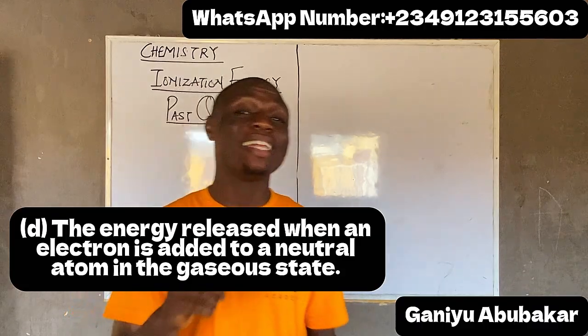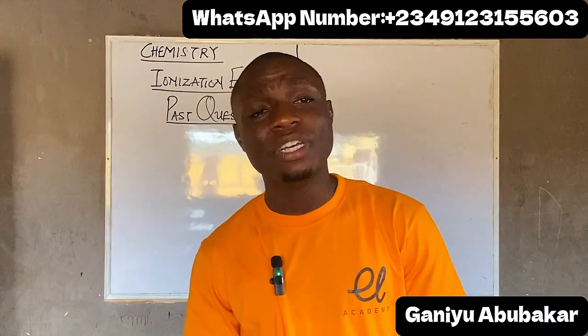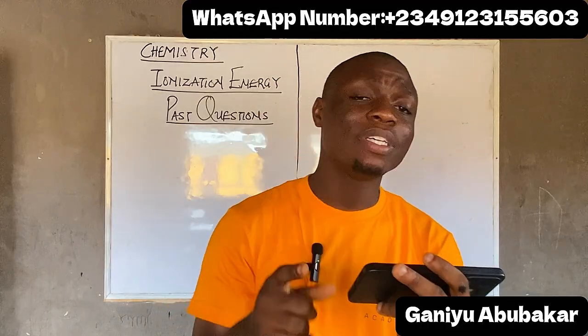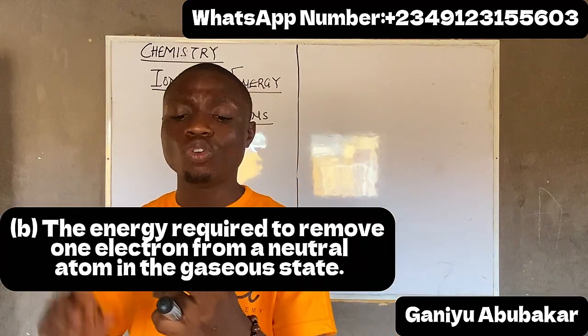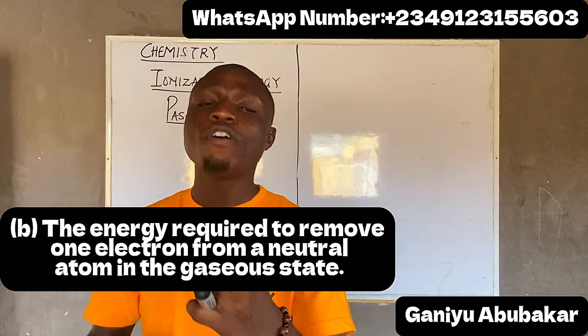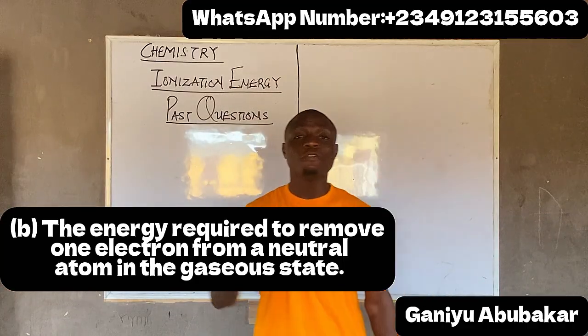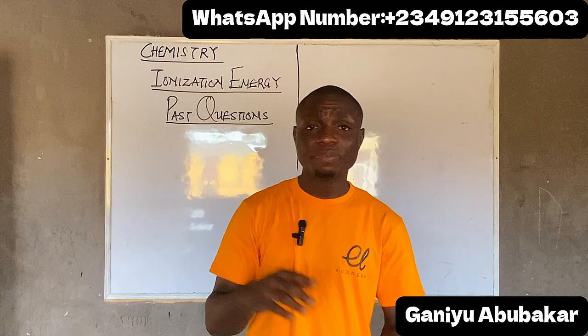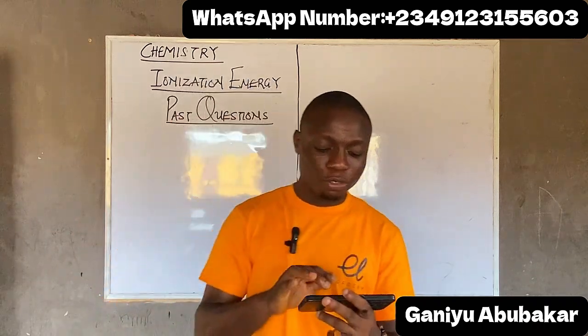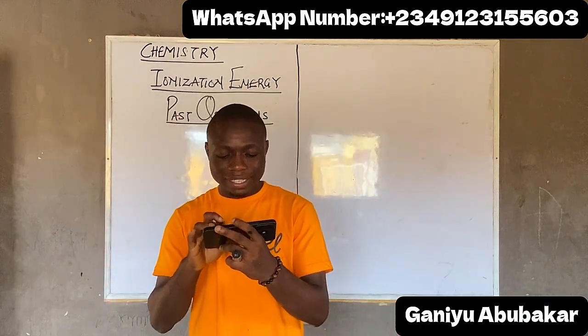Obviously, my answer here technically is option B. Why? Because option B says the energy required to remove one electron from a neutral atom in a gaseous state. That's how you define your first ionization energy. So option B is the answer here.